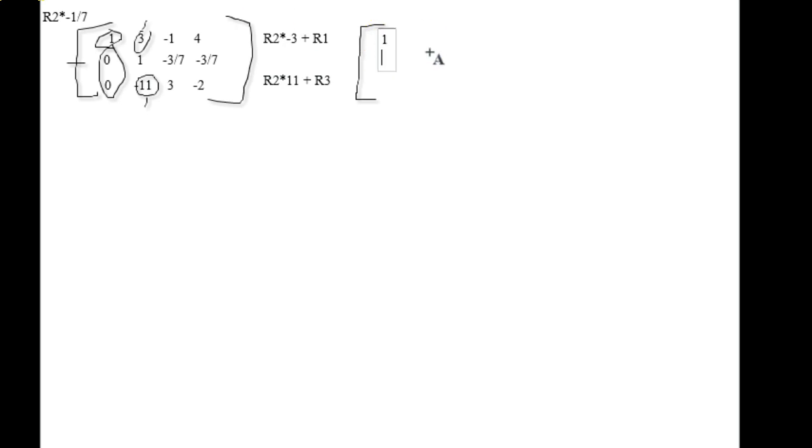Okay, so I still have the 1, the 0. I'll just leave that right there. That's going to stay the same. What also is going to stay the same is this row: 0, 1, negative 3/7, negative 3/7. And this 0 is going to stay the same no matter what. If I multiply by negative 3, I'm going to get 0 up here. If I multiply by negative 3, that is going to be 9/7 plus negative 1, which would be 2/7.